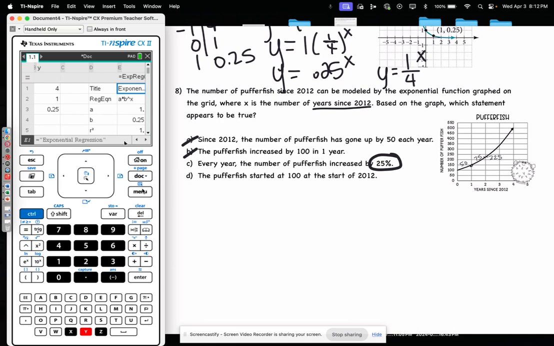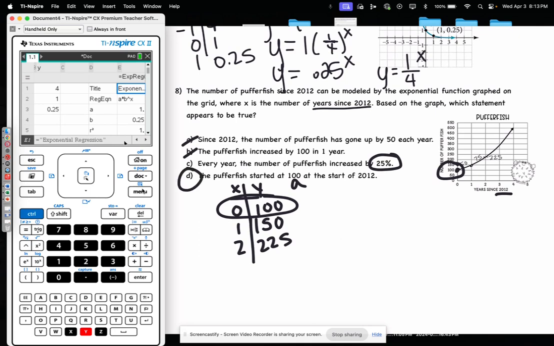Well, there's a couple of different ways to do this. You could make a list in spreadsheets and write your equation. We could say 0 and 100. We could say 1 and, I'm sorry, 150. 2 and 225. Or you could also double check the last one first if you don't want to do the math just yet. The pufferfish started at 100 in 2012. So this would be our A value, and it is also our y-intercept. We see it here and we see it here. So that is the answer.